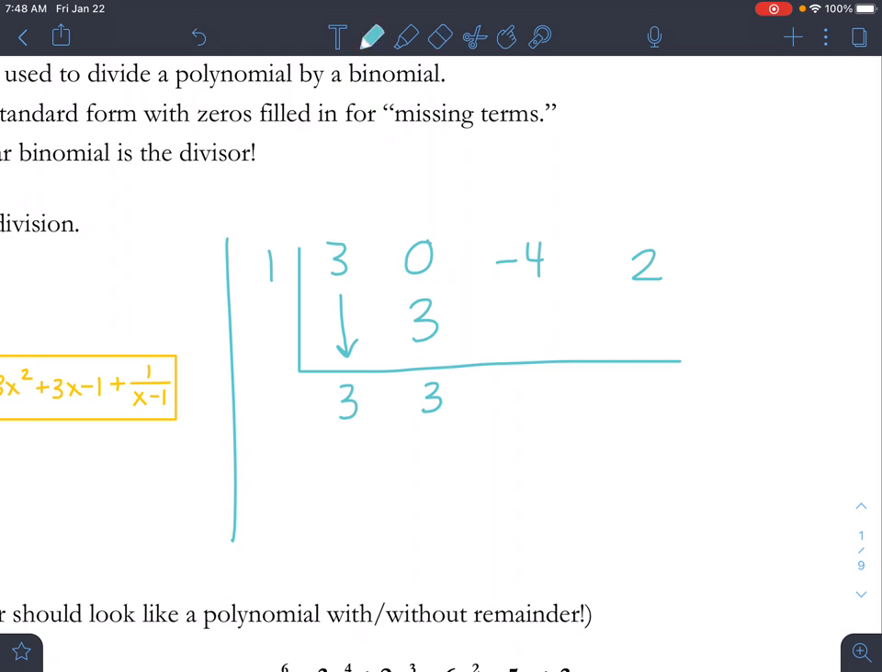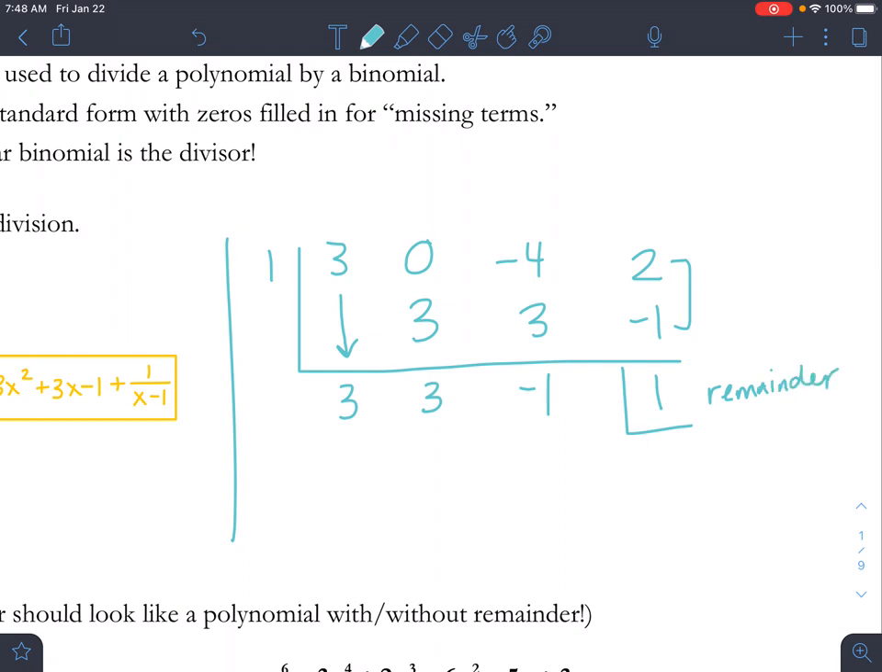Okay, next, multiply 1 times 3 is 3. So again, multiply, then add. Negative 4 plus 3 is negative 1. All right, then we multiply again. 1 times negative 1 is negative 1. Okay, and then we add. 2 plus negative 1 is 1. Okay, I'm going to put a little square around that. That's actually going to be the remainder.